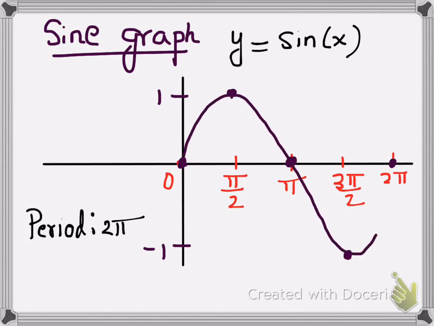Connect the dots. You have a cycle of a sine graph. One cycle. Watch it. It oscillates between negative 1 and 1.